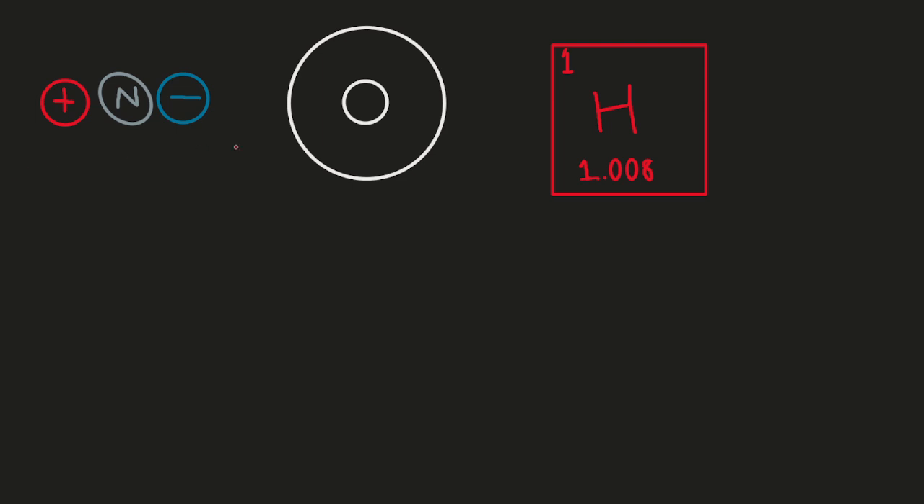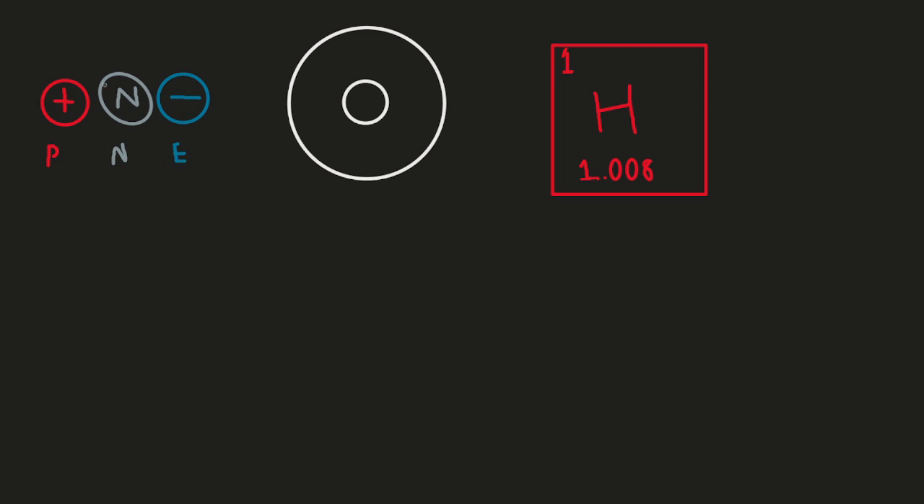So, what makes up an atom? An atom is made up of 3 subatomic particles: the positively charged proton, marked in red, the neutrally charged neutron, which is in the gray, and a negatively charged electron, which is in blue.